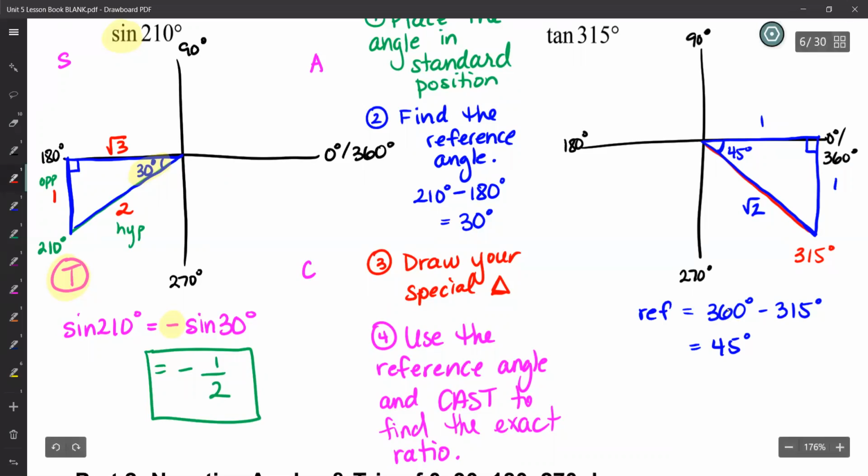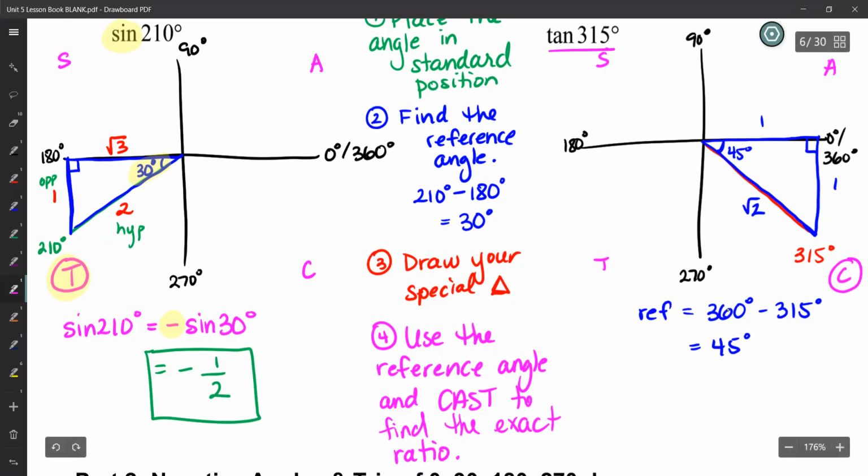Okay, so when I do this, I would never expect to see a triangle created like this. I'm always creating it with the horizontal as one of the legs of the triangle. Okay, next and last step, we're going to use the reference angle and the CAST rule to decide on the exact value. So I'm going to just draw CAST here quickly. And we are in the cosine quadrant.